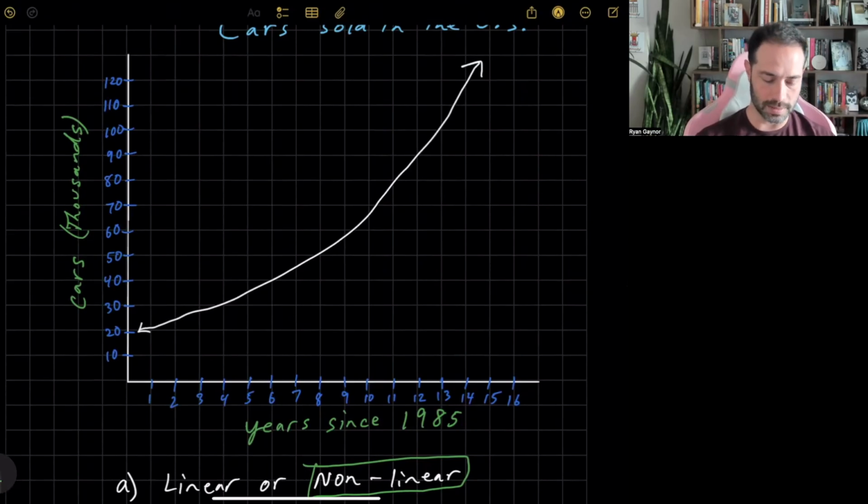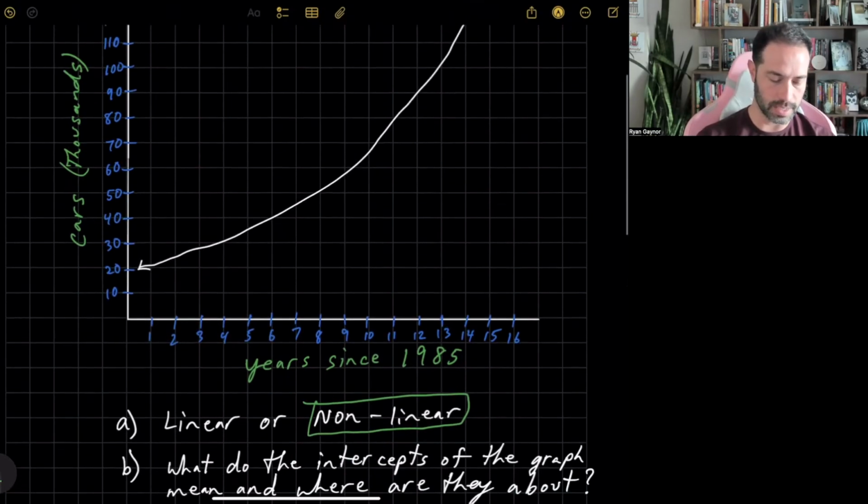So what does that mean? So let's say it does hit it right here. Well, that would mean 0, 20. All right, so what does that actually mean? That means, in this case, this is a real world problem, right? When we said the x-axis is years since 1985, if I'm at 0, so 0 years since 1985, then that means I'm at the year 1985, and we sold about 20,000 cars.